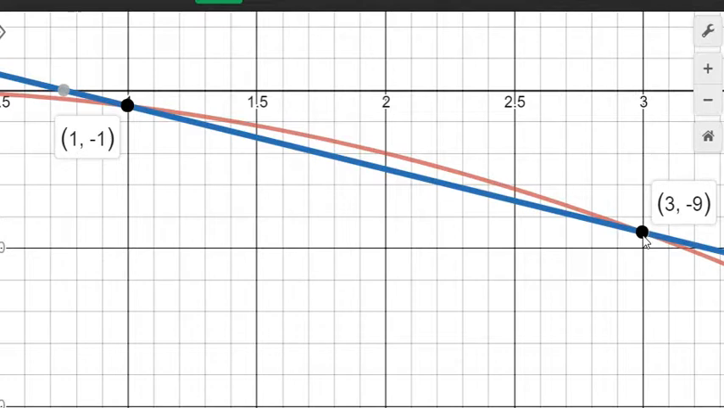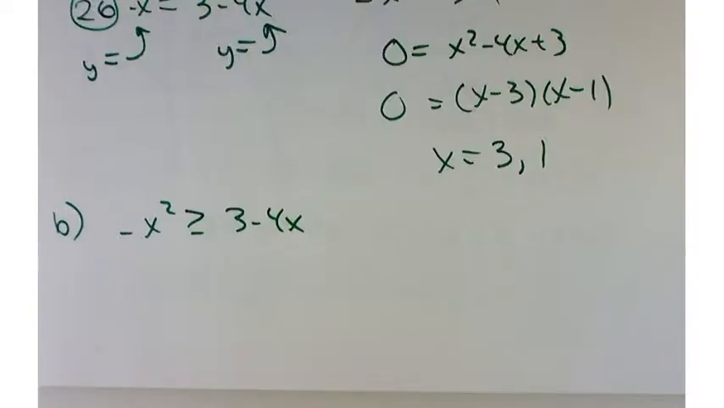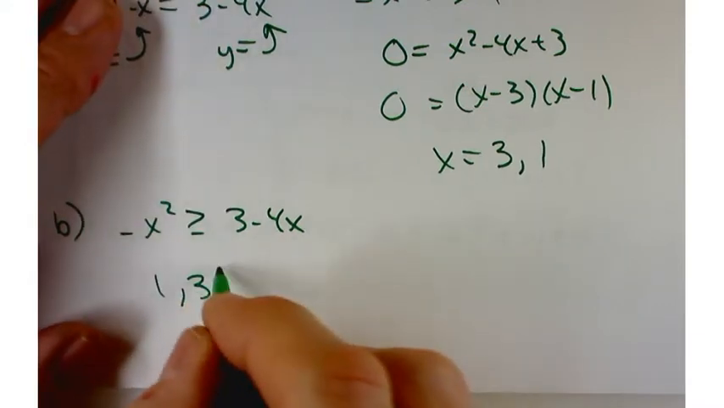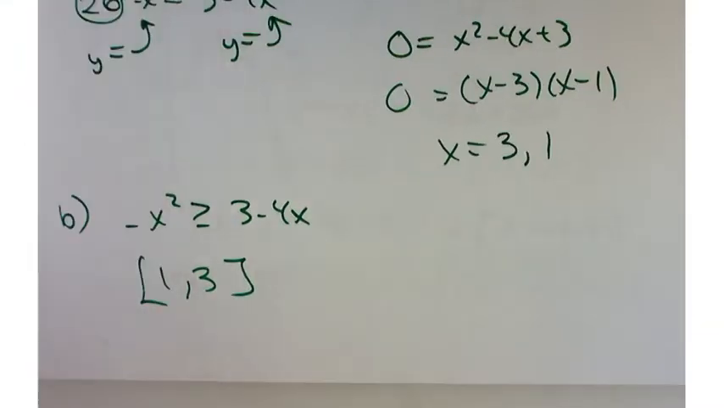Just 1 and 3? Yeah, 1 through 3. So the interval 1 to 3. Well done. You anticipated me. Brackets. We want brackets on that one because we're including the endpoints.